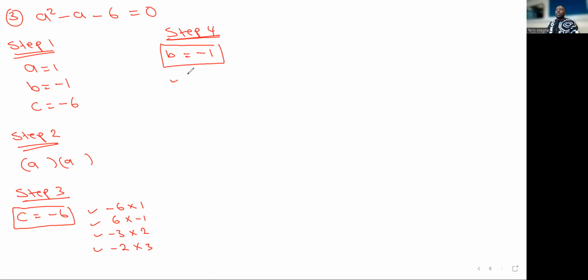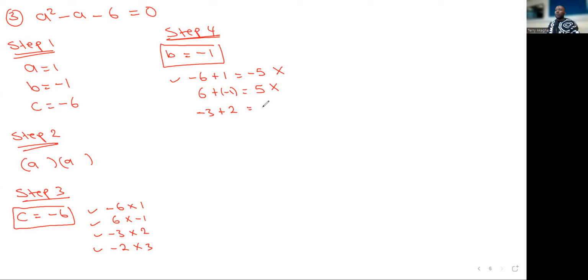So let's go. The first one we have minus 6 plus 1. That will give you what? Minus 5. Nope, that's not correct. The next one we have 6 plus minus 1. Plus times minus will give you minus. So 6 minus 1 will give you 5. 5, we're looking for minus 1. Nope, that's not correct. We have minus 3 plus 2.